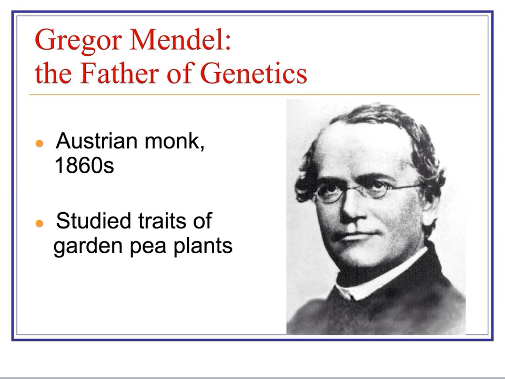As mentioned earlier, Gregor Mendel is considered the father of genetics, and he was a monk and a scientist who lived in the 1860s. Well, he did his work in the 1860s in what is now Austria, and he studied the traits of garden peas. So just your standard pea plants, you might have some in your garden in the spring and summer. That's what he was studying.